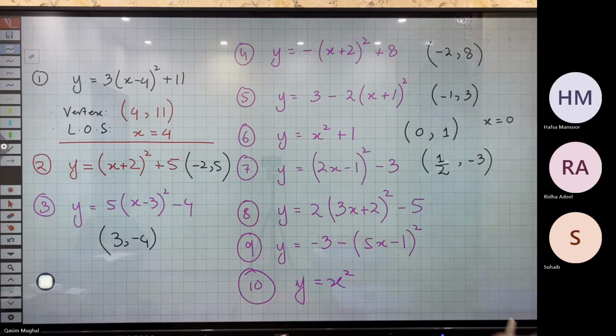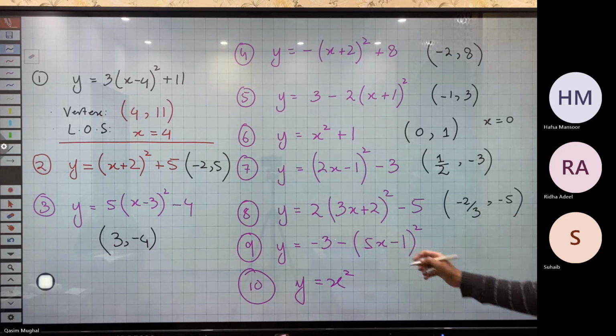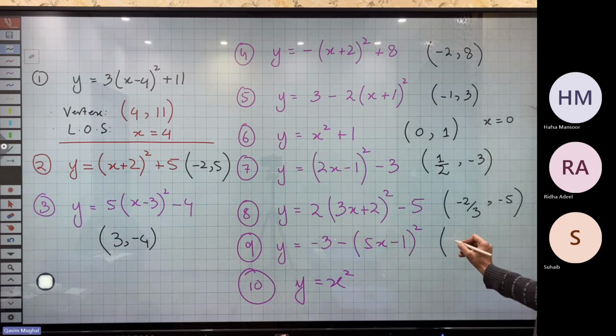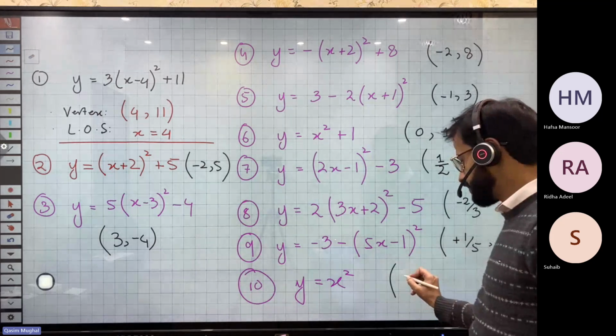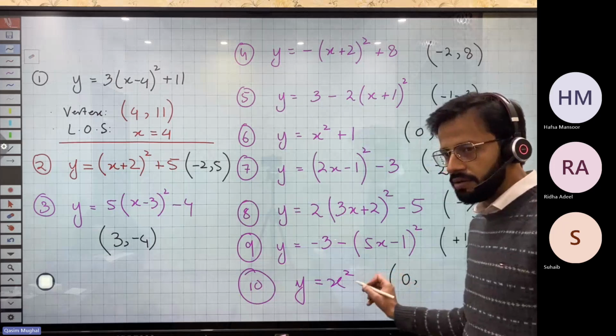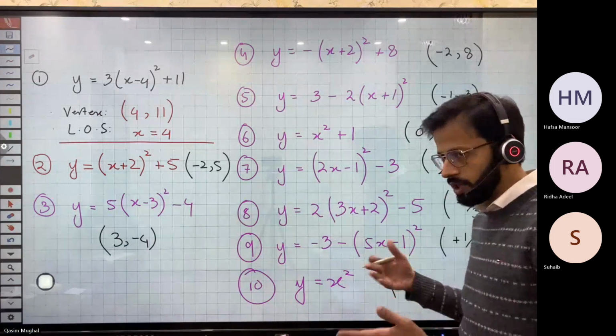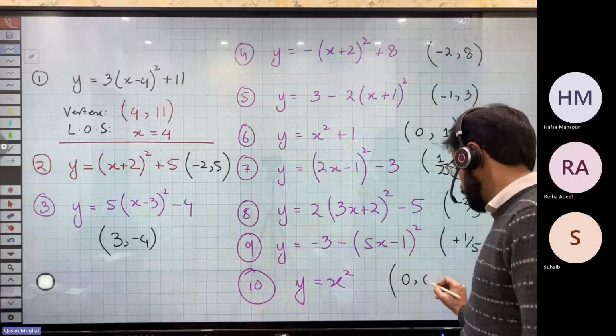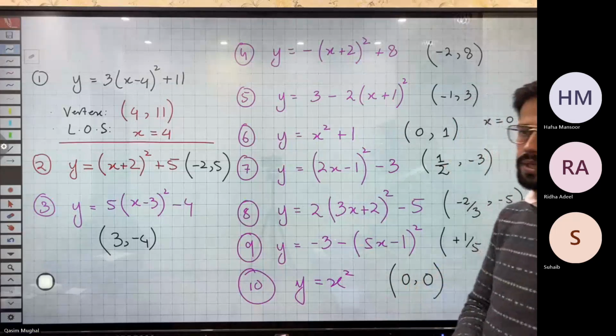Comma, -3. For this one, x equals -2/3, comma, -5. For this one, the x coordinate is +1/5, and then the y coordinate would be -3. For this one, the x coordinate is 0. Is there anything being added or subtracted here? No. So nothing means 0. The y coordinate will also be equal to 0.